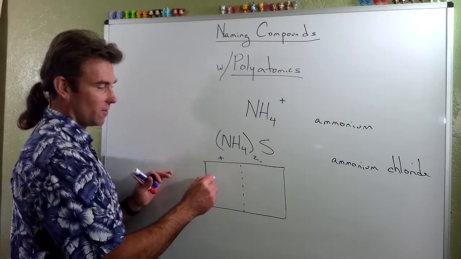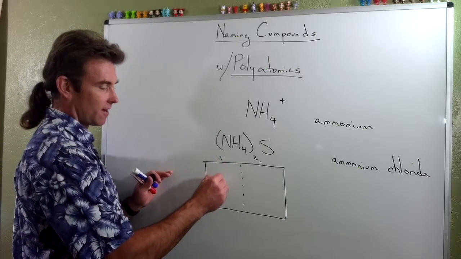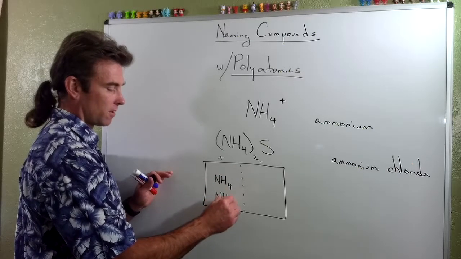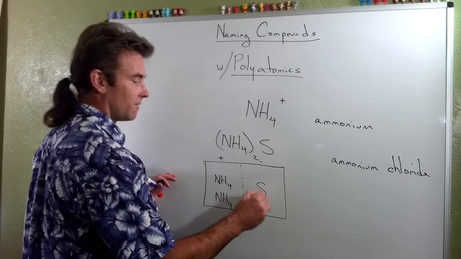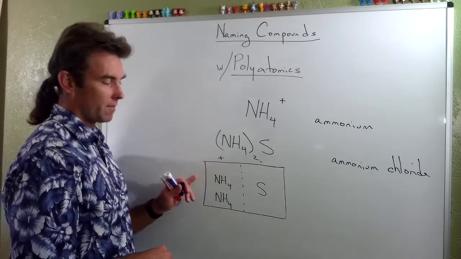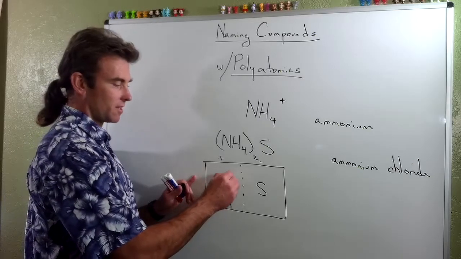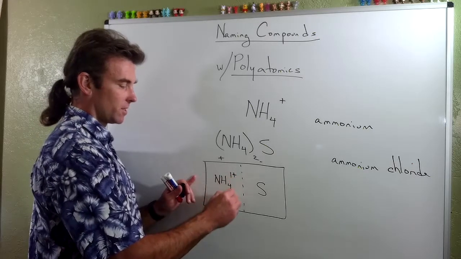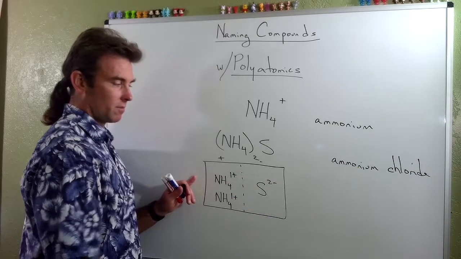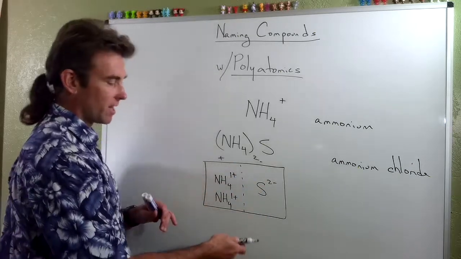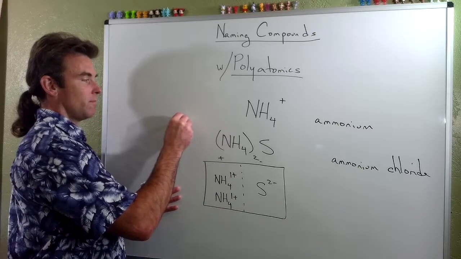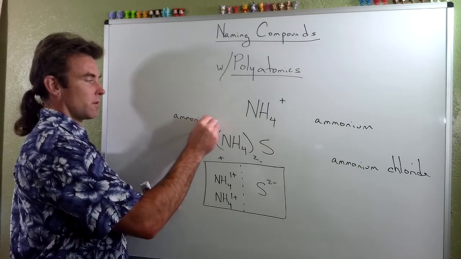And what we can do is recognize that we've got two NH4s and we've got one sulfur, and then we do the game with the charges. If we know we have a polyatomic, we have to look up the charge. Well, good news is ammonium is always a 1 plus. Sulfur is a 2 minus. We've got the full picture written out now. Name of this thing will be ammonium sulfide.